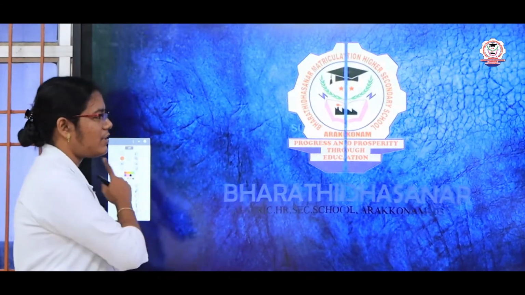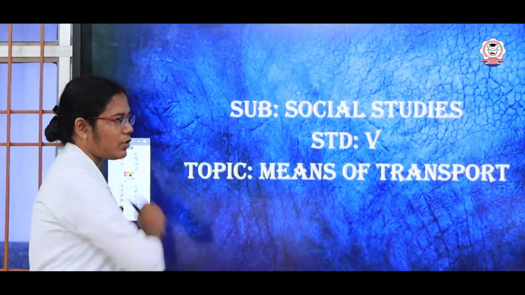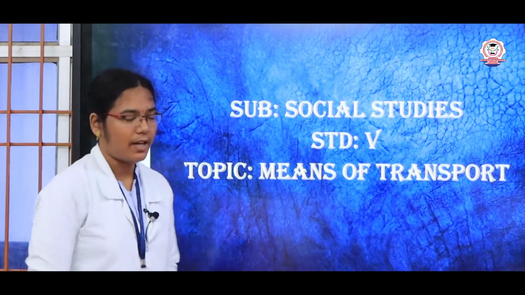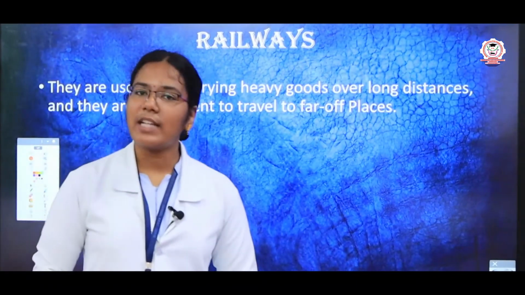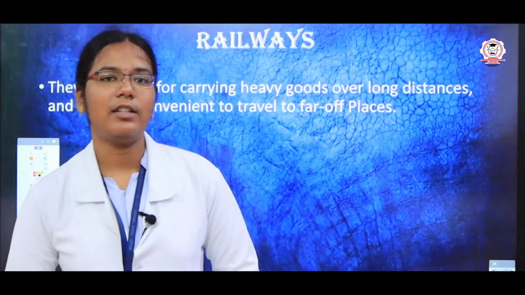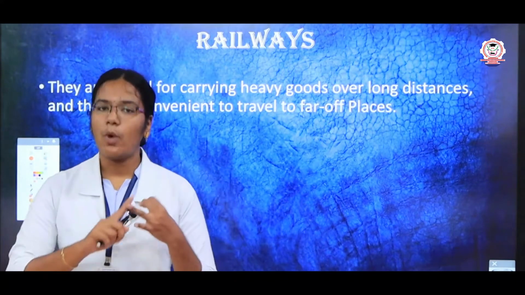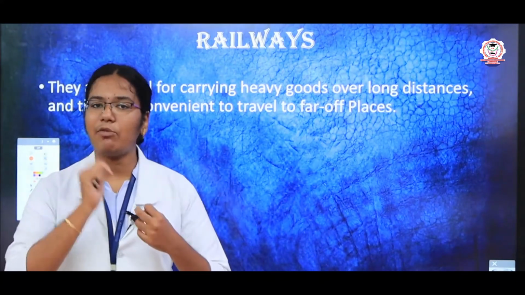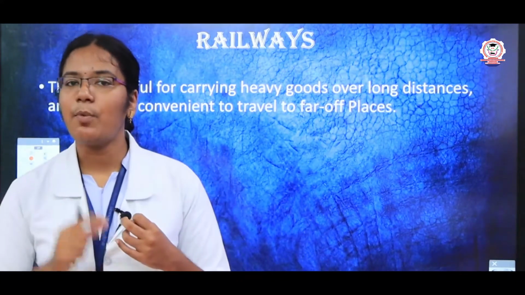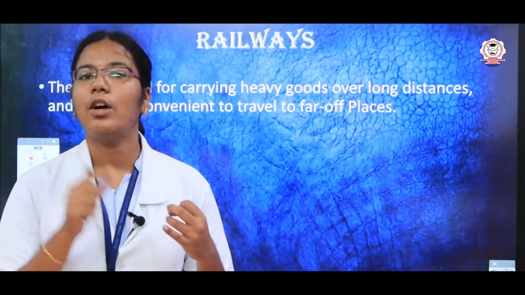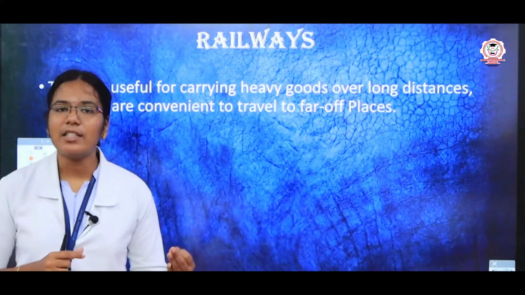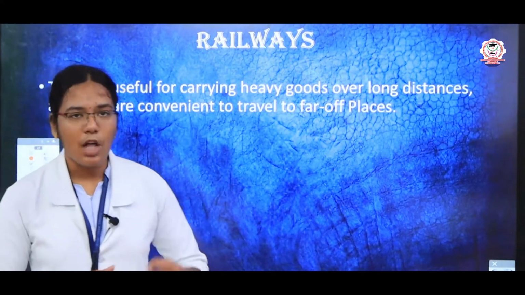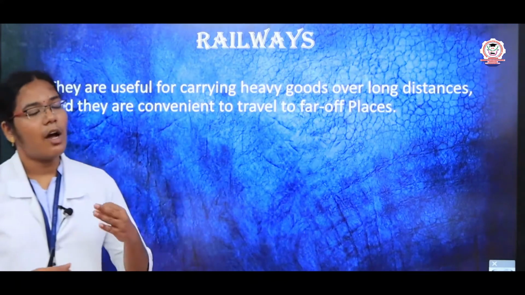Today we are going to see about the means of transport, the second part. So you already know, children, that transport is categorized into three: land transport, water transport and air transport. In land transport we have two, roadways and railways. In the last session we discussed the roadways. So now we are going to discuss railways.